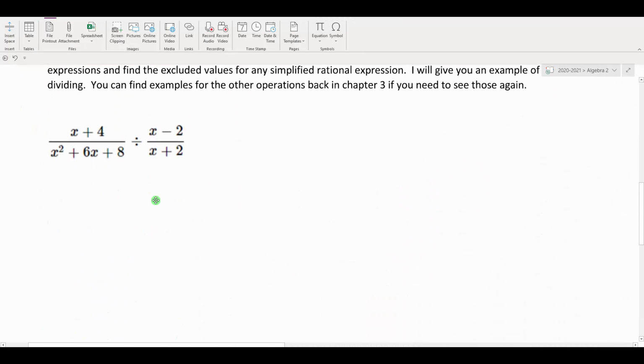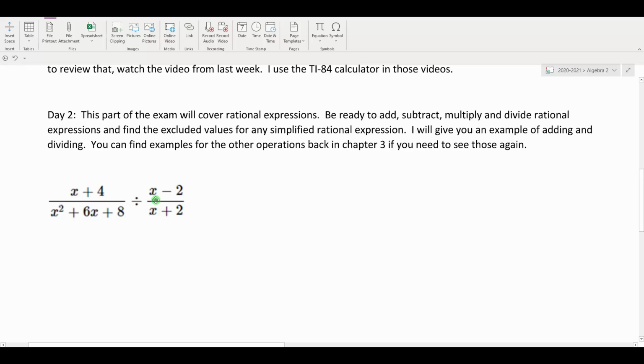So we're going to move on to the part for day 2, and we're going to talk about simplifying rational expressions here. All right, so we've got a rational expression. We've got x plus 4 over x squared plus 6x plus 8, and notice that the operation here is division. Division means that we have to do a little KFC. If you remember, this stands for keep, flip, change. So we keep the first fraction, right?